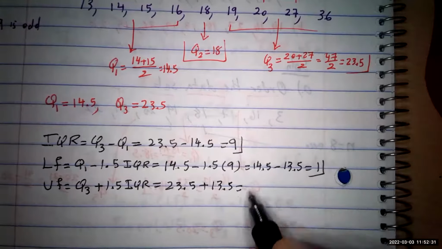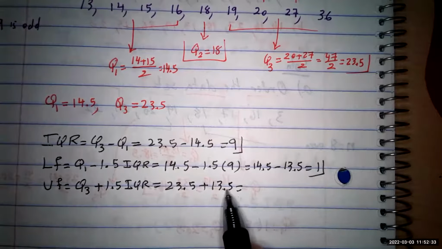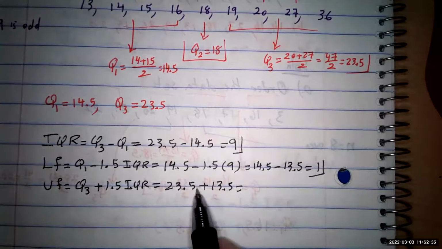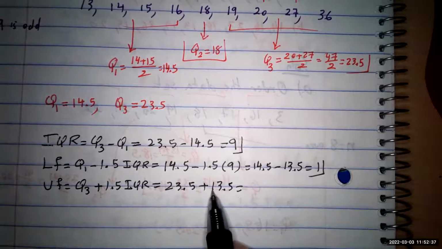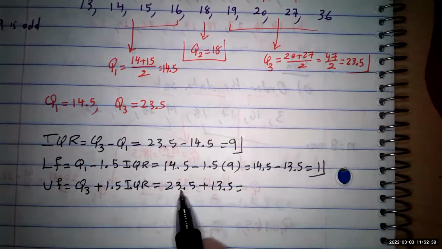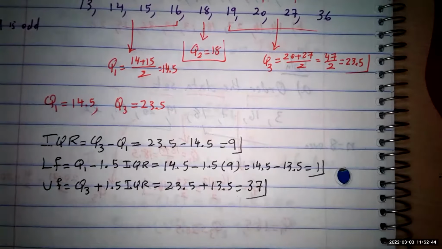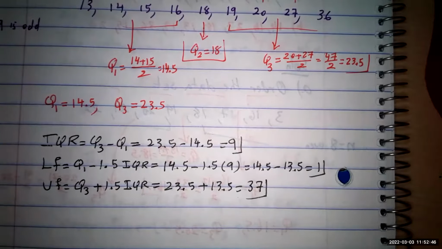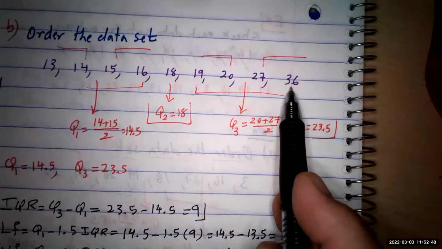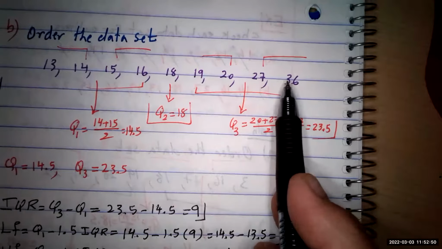And if you add them together, what's that? 5 and 5 would be 10. Okay, that would be 37. Very close, because the number that you have is 36. You may think that this is going to be an outlier, but it's not.